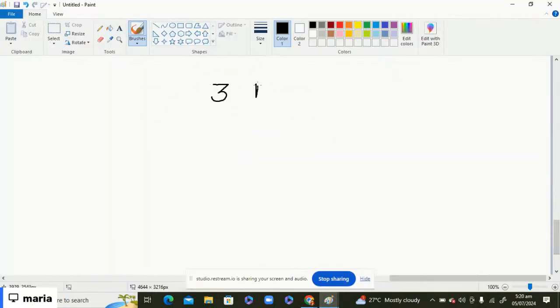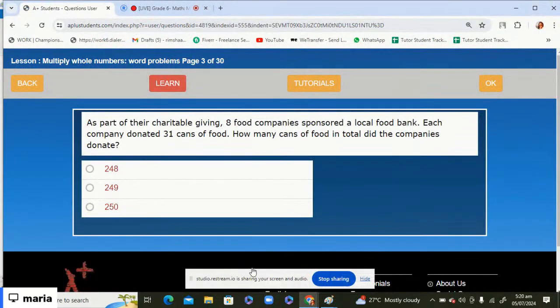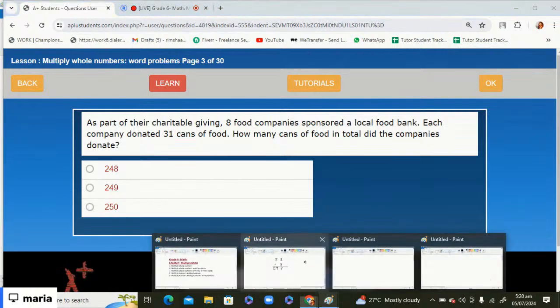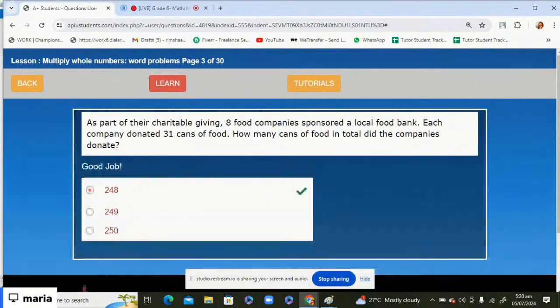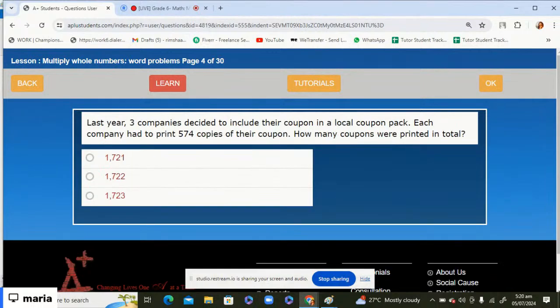31 times 8. 8 times 1 is 8. 8 times 3 is 24. So what's the answer? We get 248. Okay, yeah, this is right. Okay, now let's do the next lesson. Okay, so you solve the rest of these test questions by yourself.